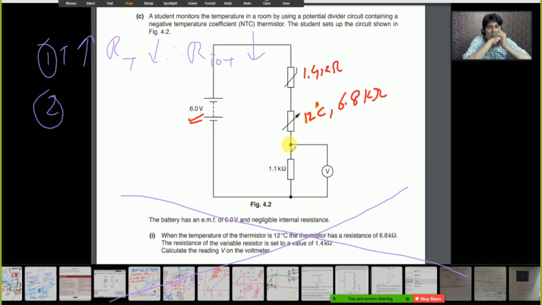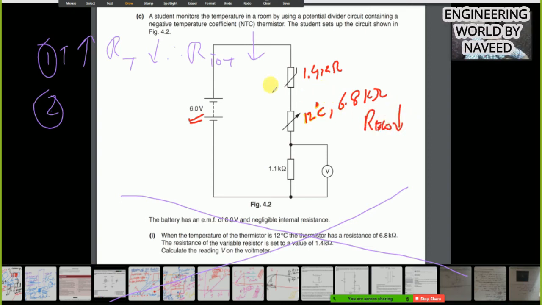No. Total resistance will get decreased, because the variable resistance is fixed at 1.4 kilo ohm, and the voltmeter resistance, that is also fixed at 1.1 kilo ohm. This one is fixed. If the temperature gets decreased, then the resistance will also. Now, if the temperature increases, then the resistance will decrease. So our total will get decreased.